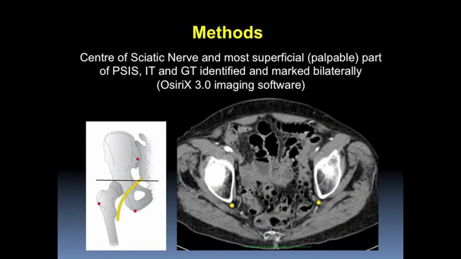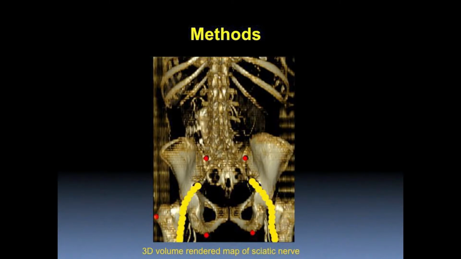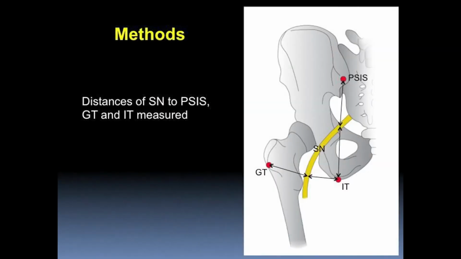The centre of the sciatic nerve and most superficial parts of the bony landmarks were marked using SCIATICA 3.0 software. 3D multiplanar reconstructions and 3D volumetric reconstructions were then created, and the nerve measured in relation to the bony landmarks, that is, the posterior superior iliac spine, greater trochanter, and ischial tuberosity.